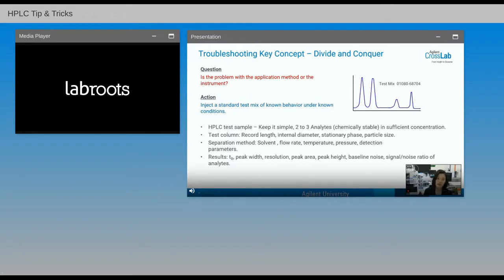Of course, the separation methods are also very important. Solvents that are used, flow rate, temperature, pressure, or even detection temperatures, all are part of the standard methods that you usually use to check the instrument, which ultimately should give you the results that you want, including the peak width that you expected to see, resolution, peak area, signal to noise, and so on. If you are coming from a pharma company, these are usually the qualification protocol that our engineer will use to test the instrument condition.